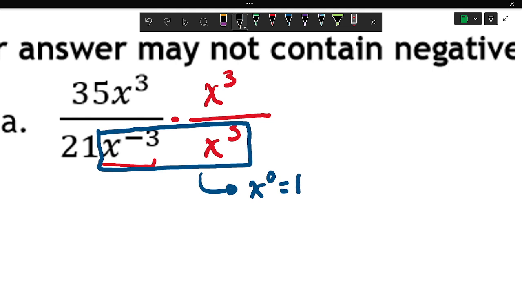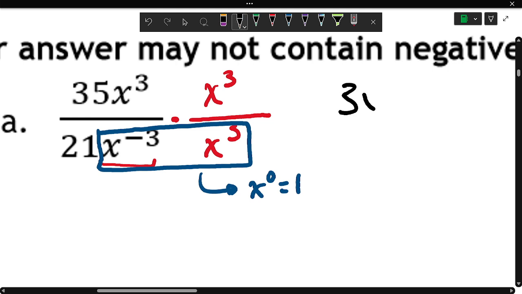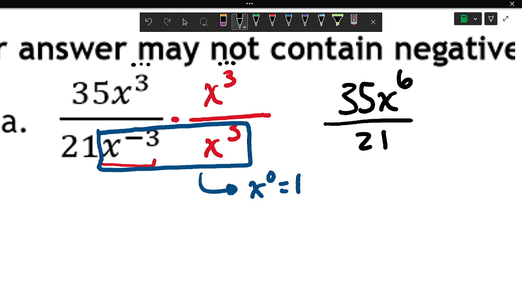Where we're at right now is 35x to the 6th power, right? I've got 1, 2, 3, and 1, 2, 3. There are 6 factors of x over the number 21. One more thing that's possible here, right? The negative exponent is gone. That's simplified. The other thing that's possible is that there is a common factor, right?